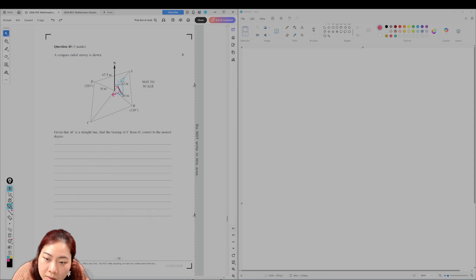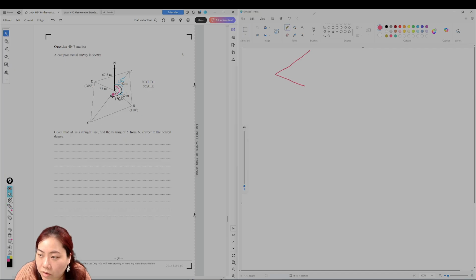From here to there is 180 degrees. What can we learn from that then? That means I need this angle in here in triangle ABO. If I can get that angle, I can minus it from 180 and I'll get this angle here, and I can add it to the 110, and that will give me the bearing.